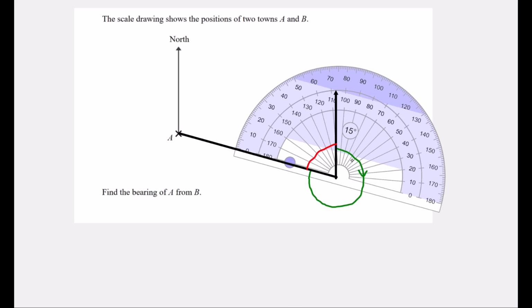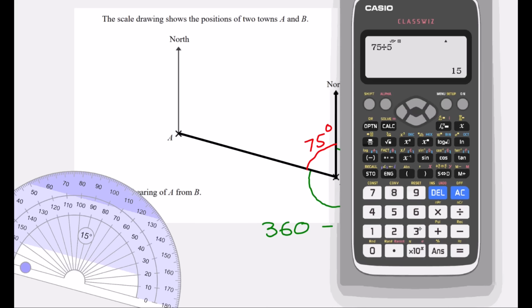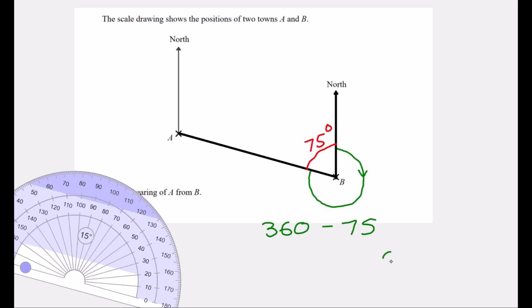We've got a 75-degree angle. I've turned it. So 75 degrees there. So the whole way around is 360. So 360, take away 75 is 285. So the bearing is 285 degrees.